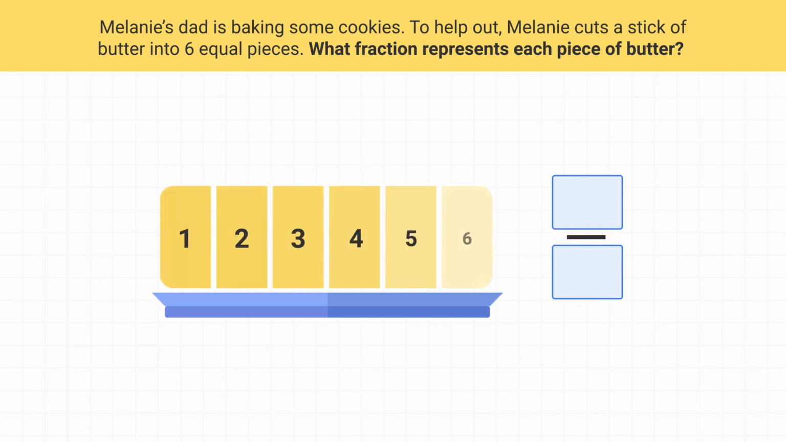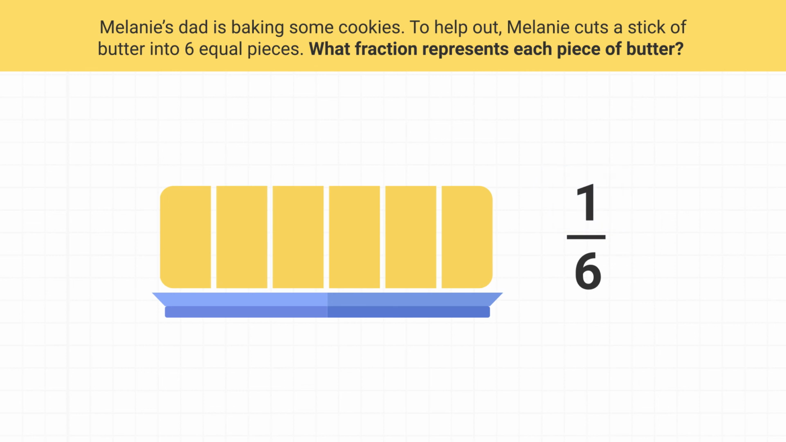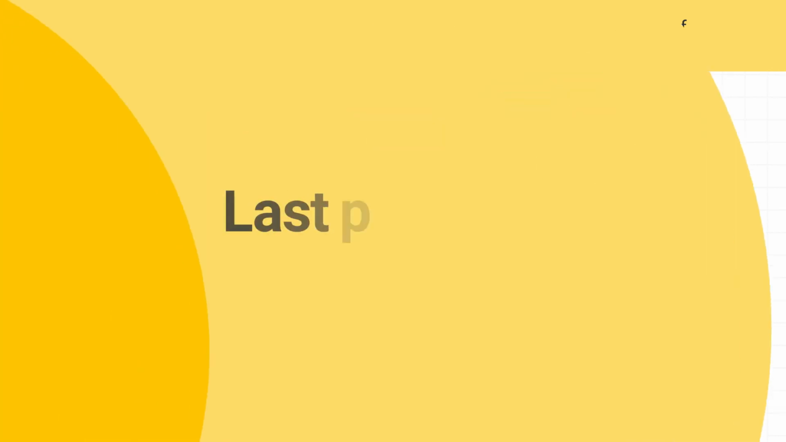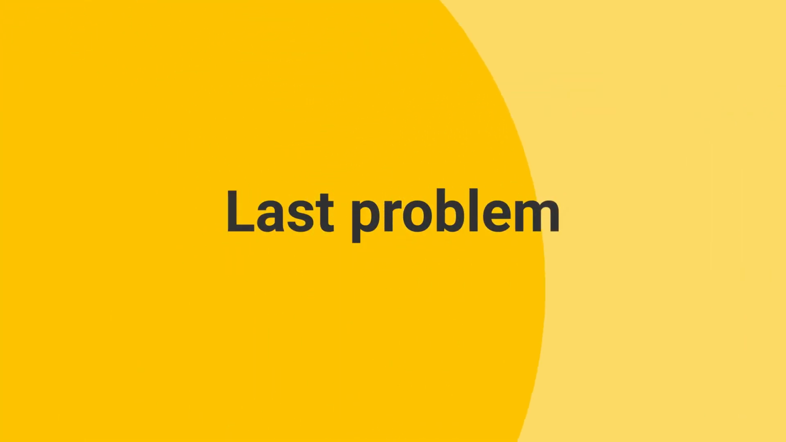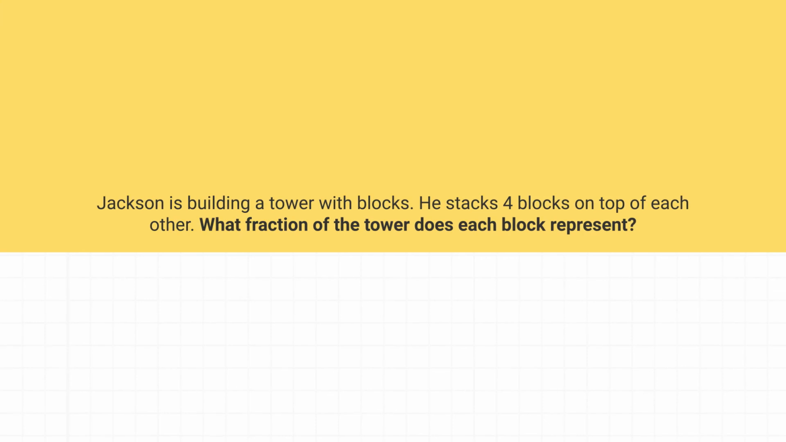Now, because the butter is in a total of 6 pieces, our denominator is 6. Then each piece represents just one of those pieces. So we could represent each piece of butter with a fraction 1/6. Now here's your last problem for this video. Jackson is building a tower with blocks. He stacks 4 blocks on top of each other.